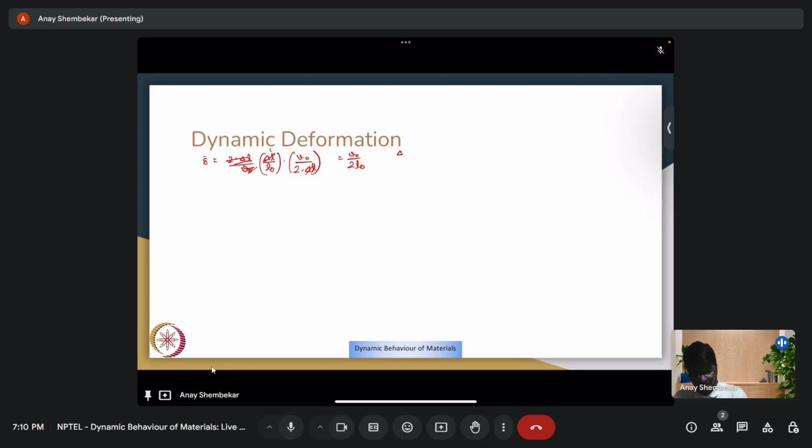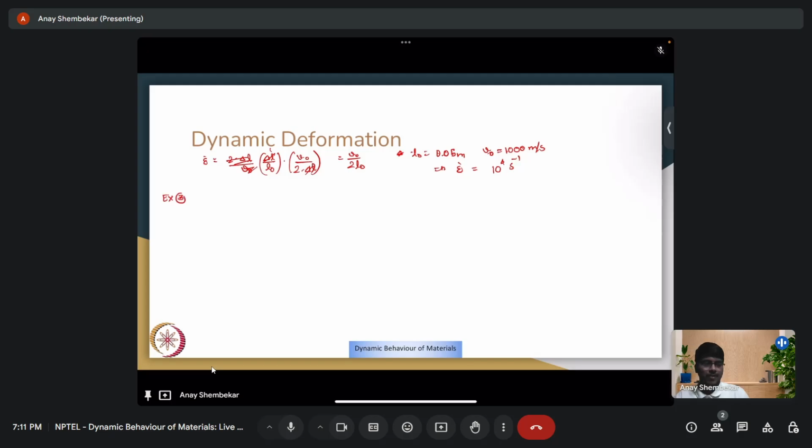Assuming, say, L naught is equal to 5 centimeter and V naught, or basically a 2-inch projectile hitting at 1000 meter per second, which will give us epsilon dot is equal to 10 raised to 4 second inverse. So this is roughly the plastic deformation.